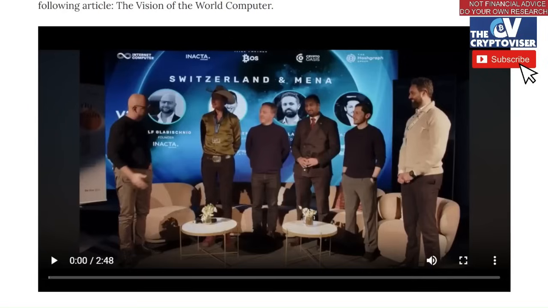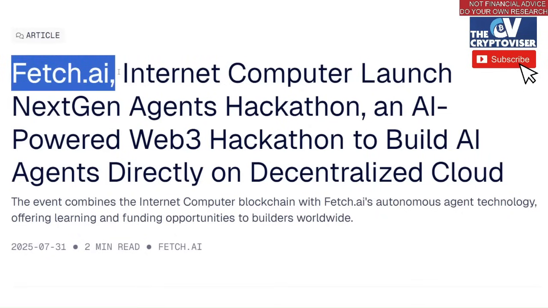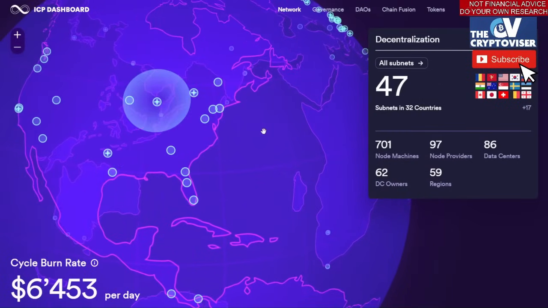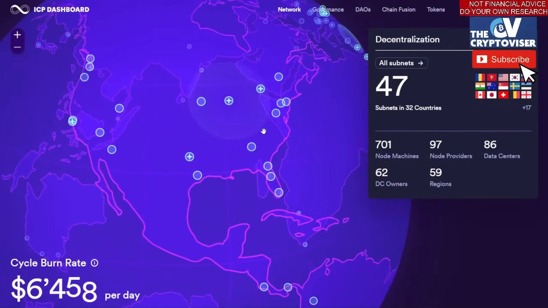It seems like these other ecosystems have capitulated that Internet Computer does have really good technology, does have the only decentralized cloud infrastructure network on the planet. And it's very clear that no other network is even trying to compete. And I think part of this is being the first mover advantage.